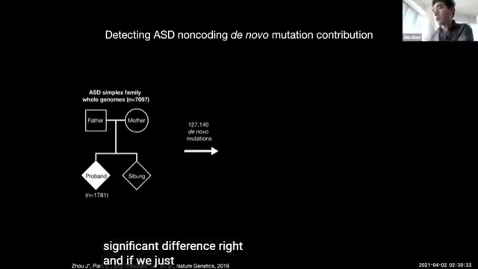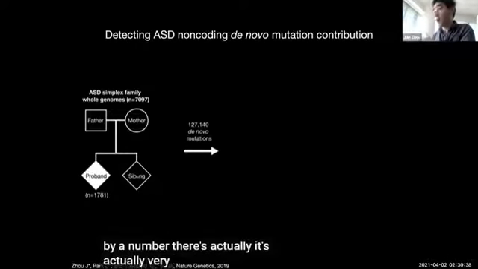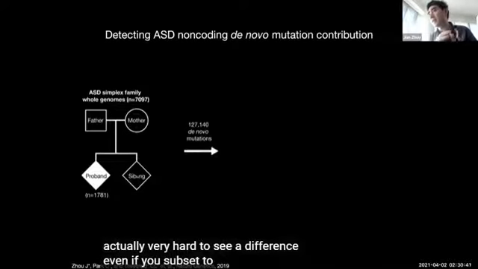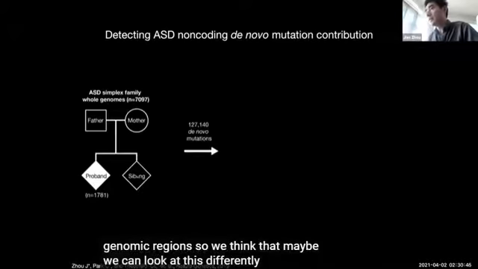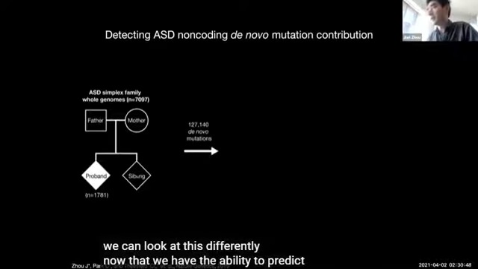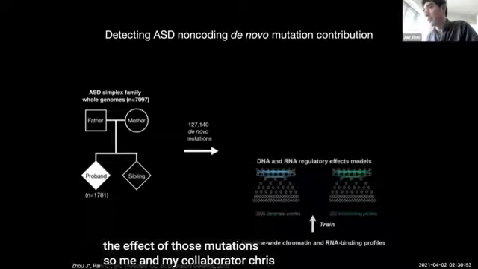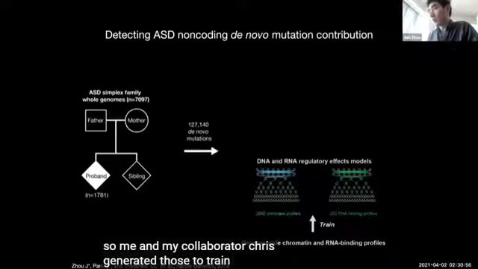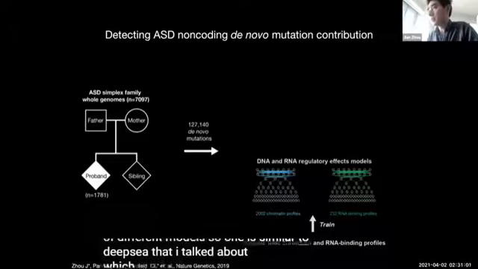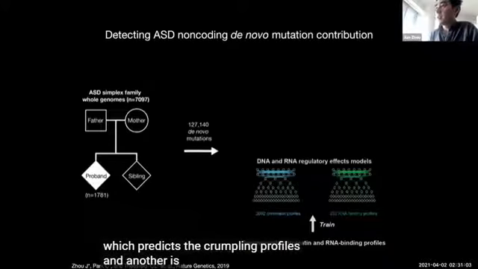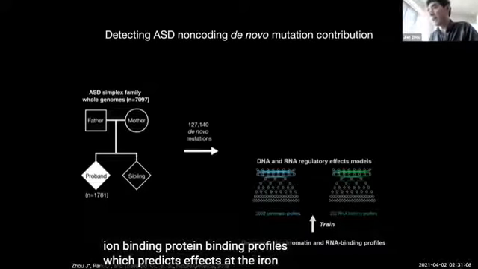And if we just compare those two sets of mutations by number, it's actually very hard to see a difference, even if you subset to different genomic regions. So we think that maybe we can look at this differently now that we have the ability to predict the effect of those mutations. So my collaborator, Chris, and I trained two sets of deep learning models. One is similar to DeepSEA that I talked about, which predicts the chromatin profiles, and another is trained to predict the RNA binding protein binding profiles, which predicts the effect at the RNA level.